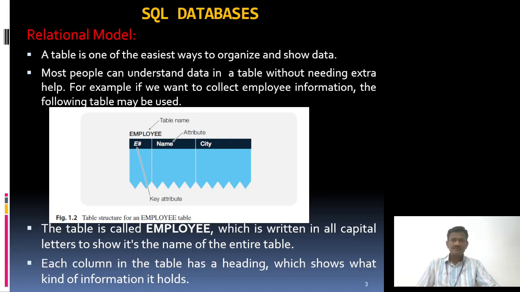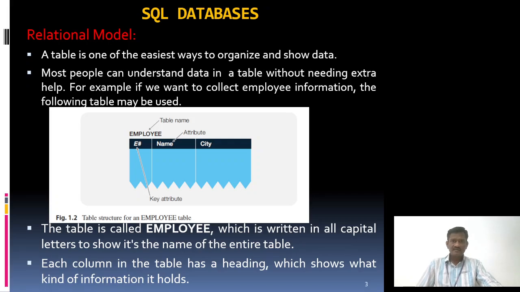SQL databases follow the relational model where data is stored in tables. A table organizes data into rows and columns, making it easy to understand and process. For example, in the diagram, the employee table contains attributes like employee number, name, and city. Each attribute has a domain, which means it can store only values of a particular type.